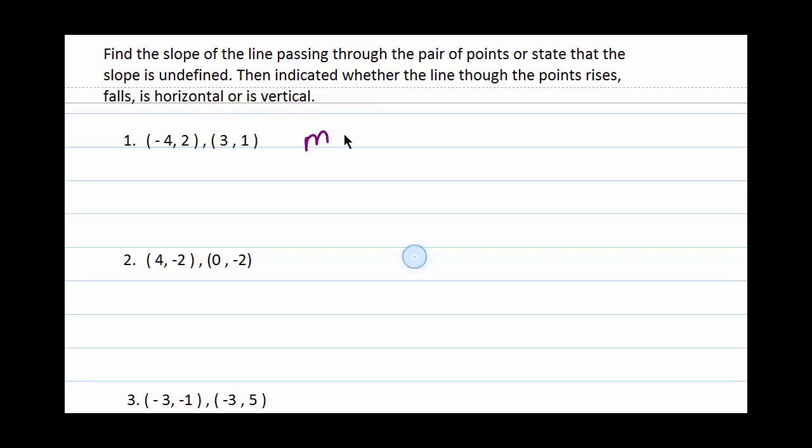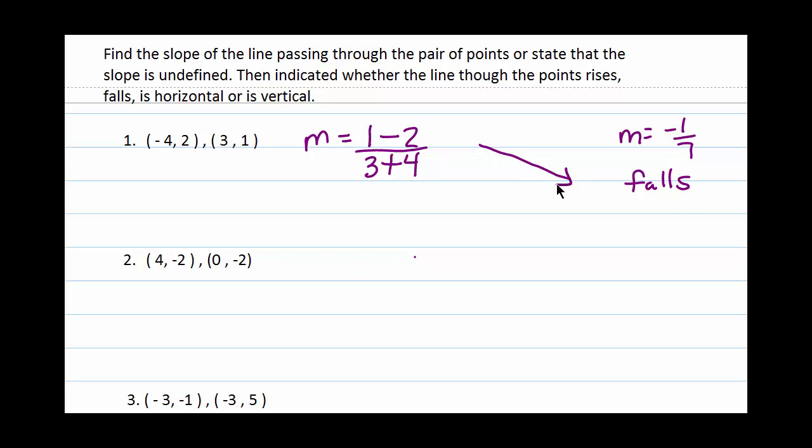Alright, so my slope formula, m equals y sub 2, 1, minus y sub 1, which is 2, divided by x sub 2, 3, minus x sub 1. It's a negative 4, so I'm going to go ahead and write plus 4. So here I get that my slope is equal to negative 1/7, which means that my slope falls. Anytime I have a negative slope from left to right, it's falling.